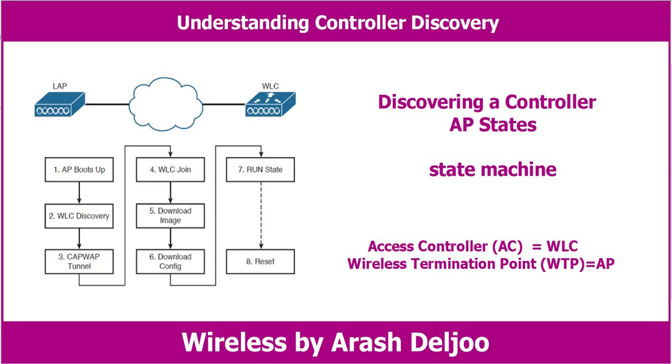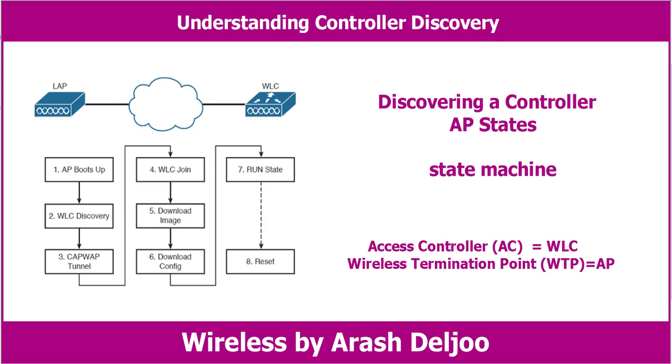AP boots up. The second step, as you can see, is the WLC or wireless LAN controller discovery. The AP goes through a series of steps to find one or more controllers that it might join. The steps are explained in this video. After that, we have the CAPWAP tunnel. Step 3. The AP attempts to build a CAPWAP tunnel with one or more controllers.